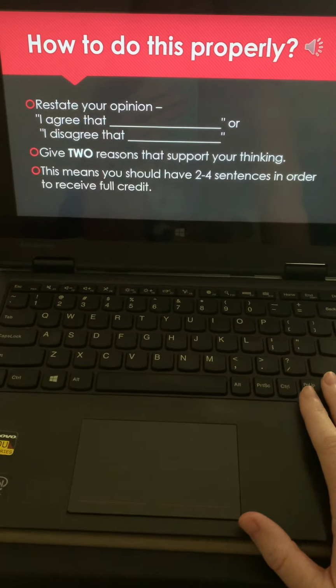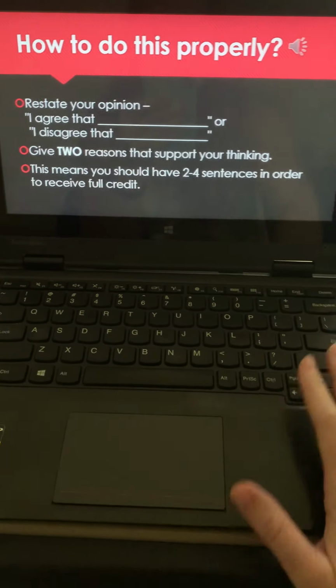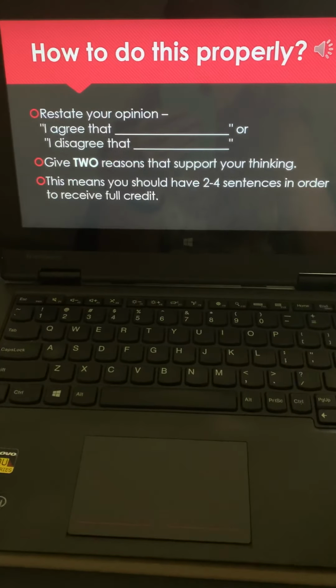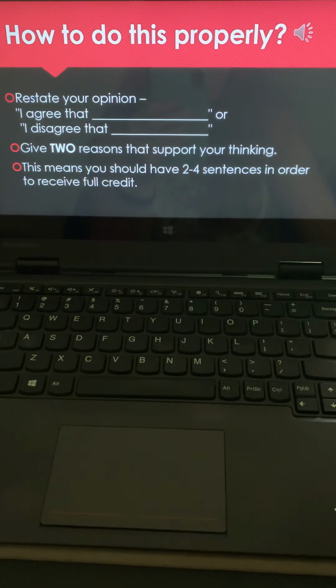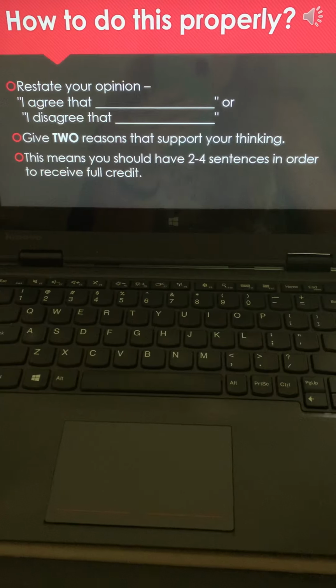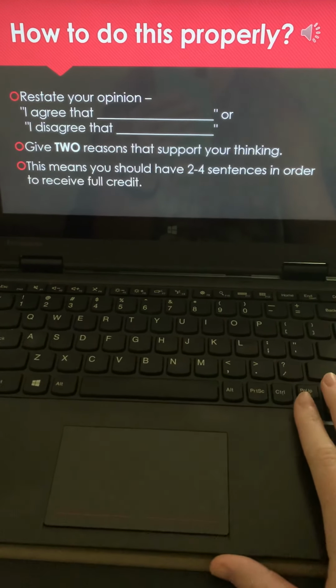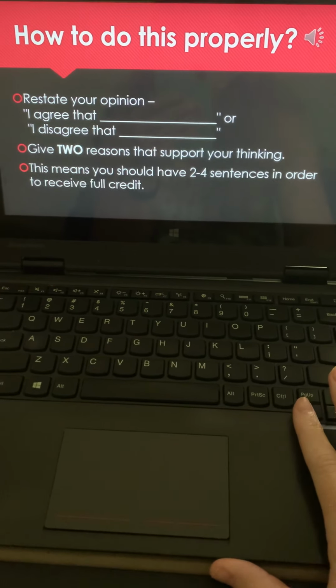All right. So how do you do this properly? You need to restate your opinion first. You need to give me 2 reasons to support your thinking. This means if I only see one sentence, you can't get full credit. So keep that in mind.